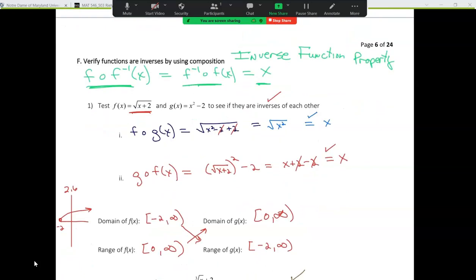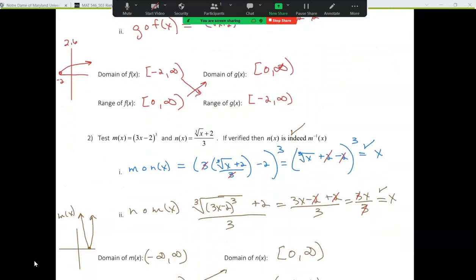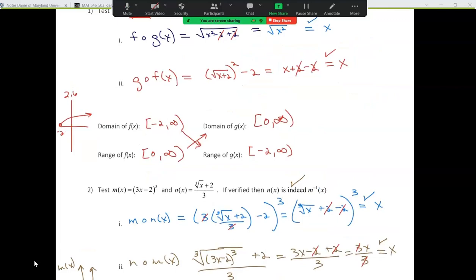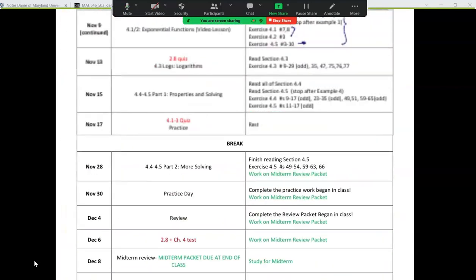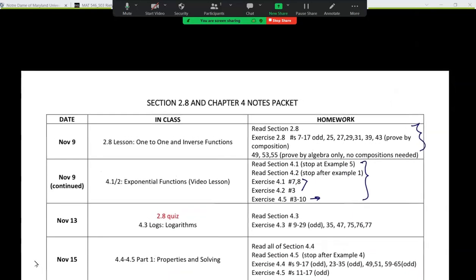You have to be able to find the inverse through algebra using these 4 steps that I went over in great detail. You have to be able to do the inverse function property, which means using composition 2 times, right? g of f of x, and f of g of x, they both have to equal x. You have to do both of them, and you should be able to remember domain and range of the function from 2.6. Okay, so the homework for this section is up here. So here are the problems.